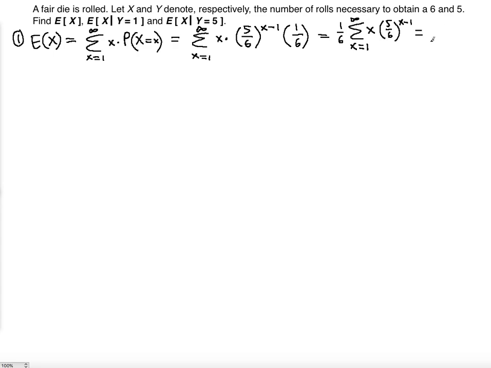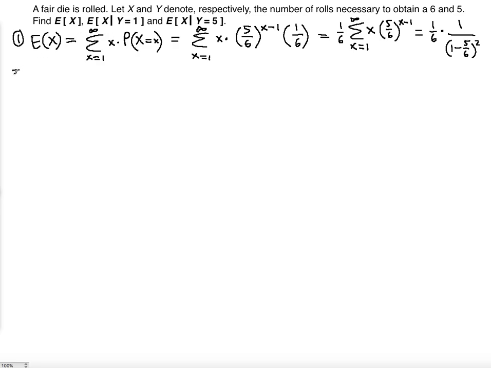Now we know that this is going to be equal to 1/6 being multiplied by 1 over (1 minus 5/6) squared. And if you want to see why this is true, why this is the convergence of this infinite series, watch our infinite series and sequences tutorial, the separate playlist, where I show how to arrive at this conclusion.